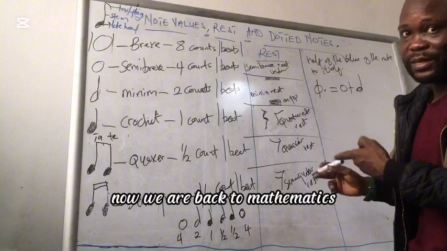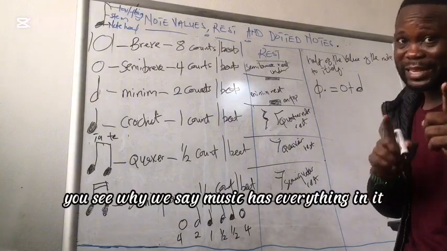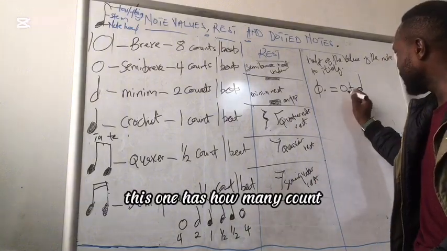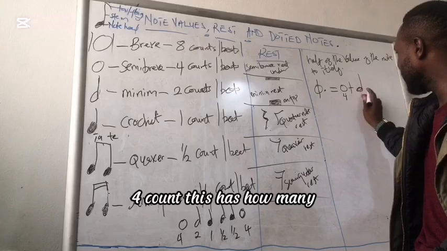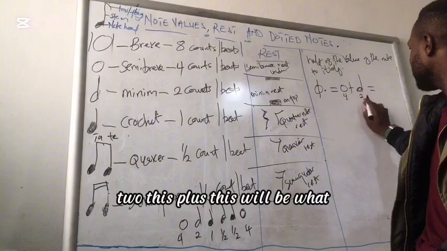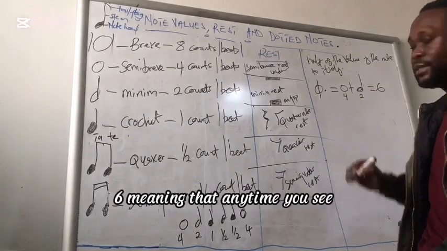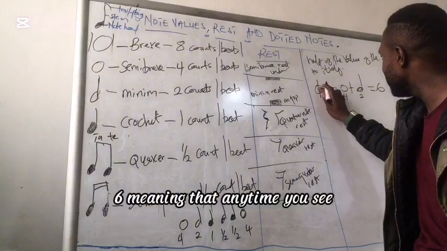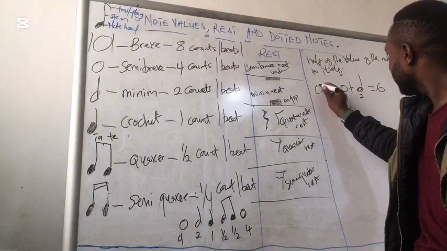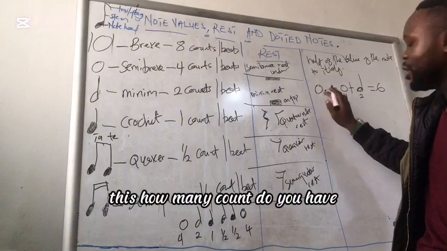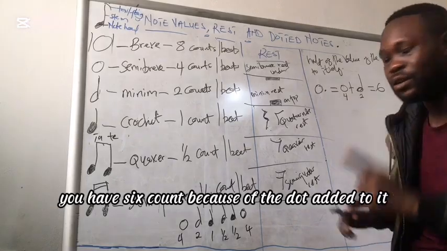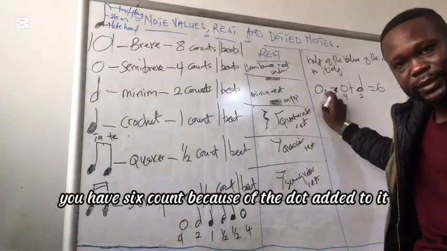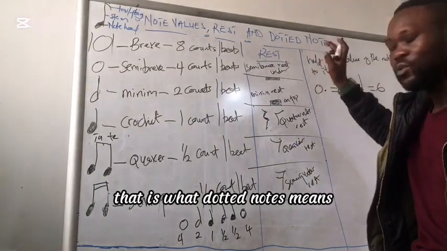Now we are back to mathematics. You see where we say music has everything in it. This one has how many counts? 4 counts. This has how many? 2. This plus this will be what? 6. So meaning that anytime you see this, how many counts do you have? You have 6 counts because of the dot added to it. That is what dotted notes mean.